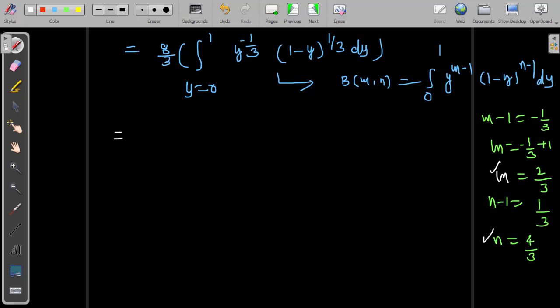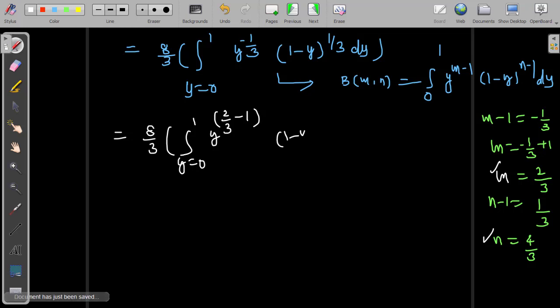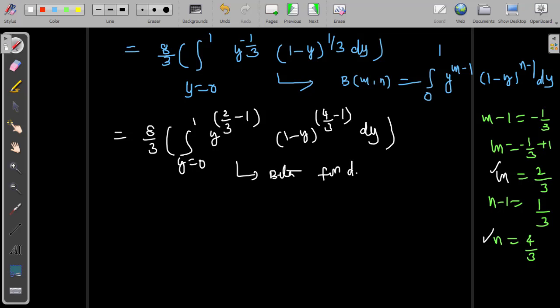The next step is, this will be equal to 8 by 3 times integral y from 0 to 1, y power, I'll be writing 2 by 3 minus 1. So m minus 1 means 2 by 3 minus 1. Again, if you simplify, you will get minus 1 by 3, times 1 minus y power, here I could write 4 by 3 minus 1. Again, after simplifying, you will get 1 by 3 only. Okay, it's exactly the beta function definition, applying this rule indirectly.